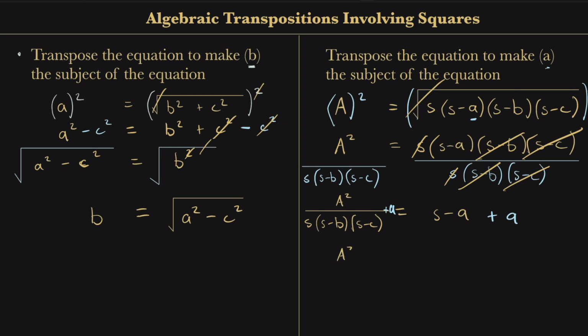A squared over S outside of S take B, outside of S take C, plus A equals S.